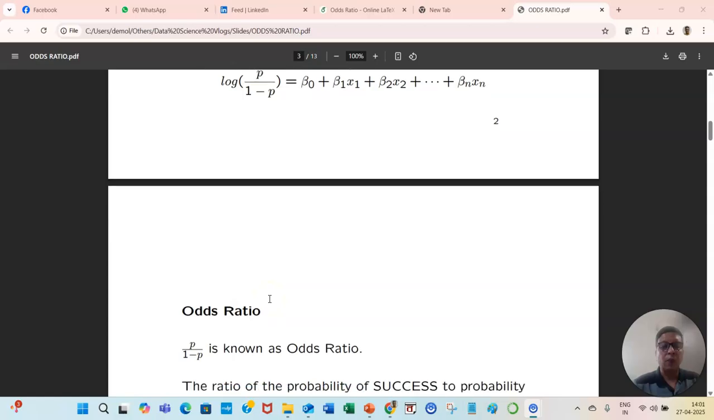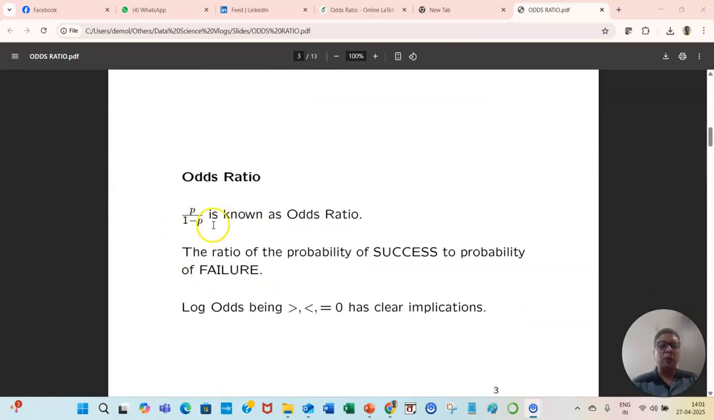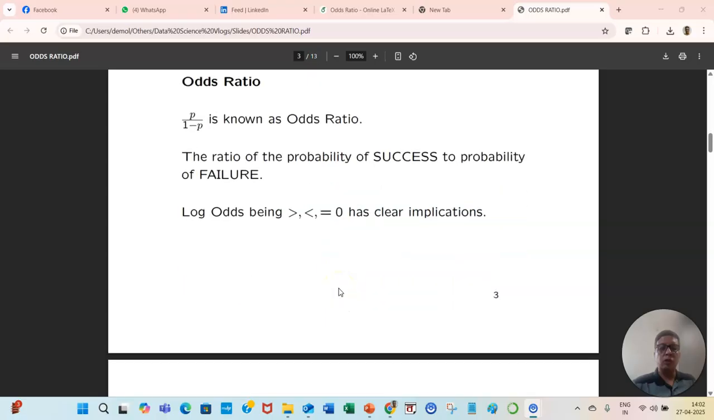plus beta n xn. So this is linear and we equate it to log odds, probability of success by probability of failure. This p by 1 minus p is known as the odds ratio, the ratio of the probability of success to the probability of failure. The log odds being greater than, less than, or equal to 0 has clear implications. When log odds is less than 0, the probability of success is less than the probability of failure. When log odds is greater than 0, the probability of success is more than the probability of failure, and in case of them being equal, the odds ratio is 1, p by 1 minus p, and the log odds is 0. So that's the definition of odds ratio.